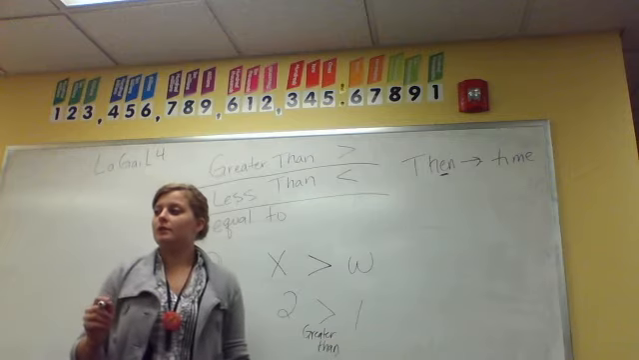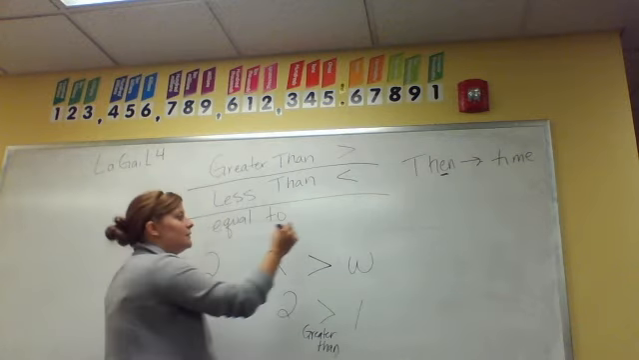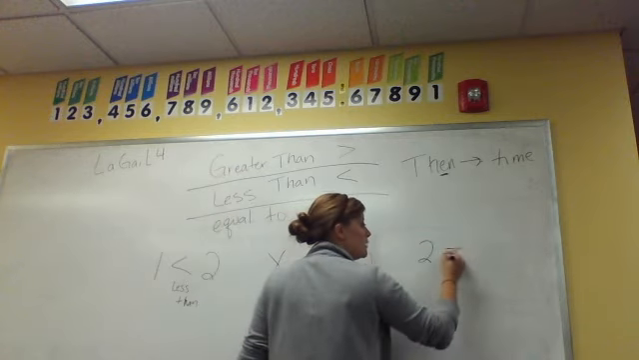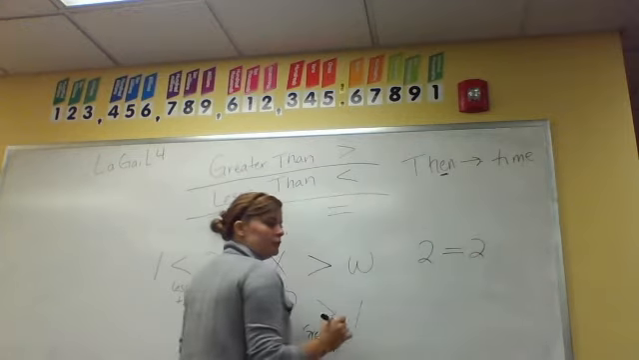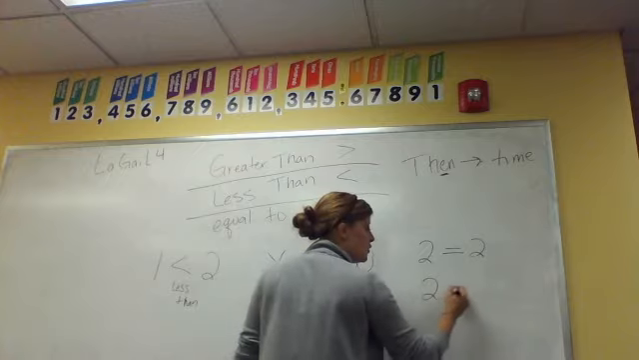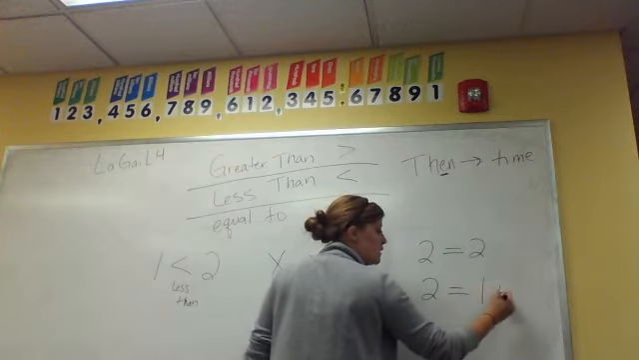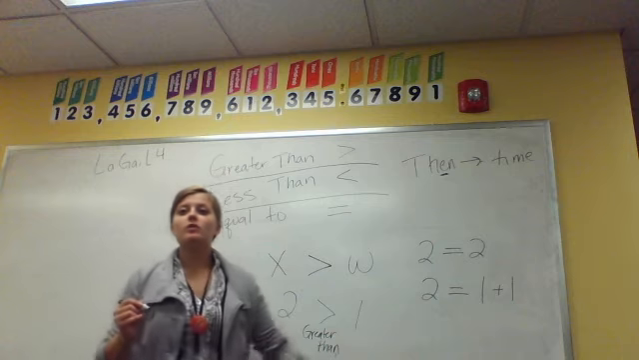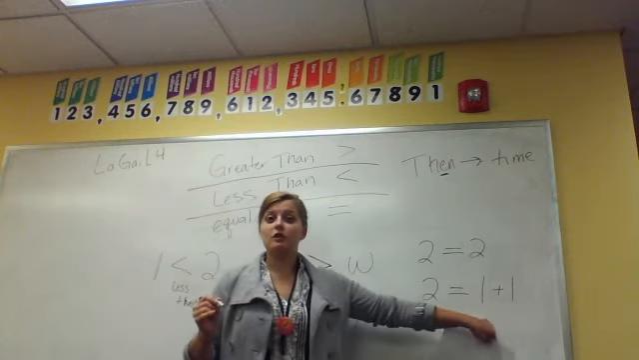And equal to is? Just do a line. Same number. Same, exactly. Good job. 2 is equal to 2. What if I said 2 is equal to 1 plus 1? Same thing? Wait, what's 1 plus 1? Yeah, it's 2.